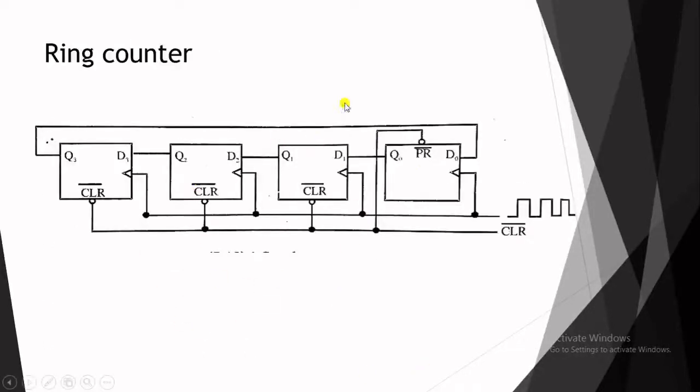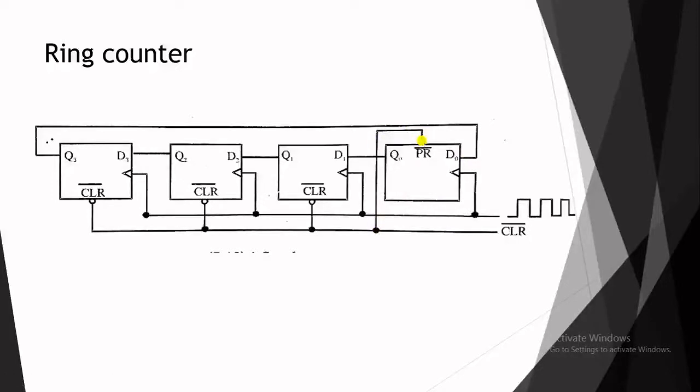This is the logic diagram of ring counter. In this you can see that 4 D type flip-flops are used and the output of the last flip-flop is given as feedback to the first flip-flop. The clear signal is given to the last 3 flip-flops, and the preset signal is given to the first flip-flop.